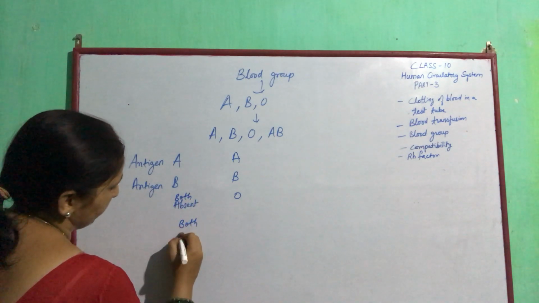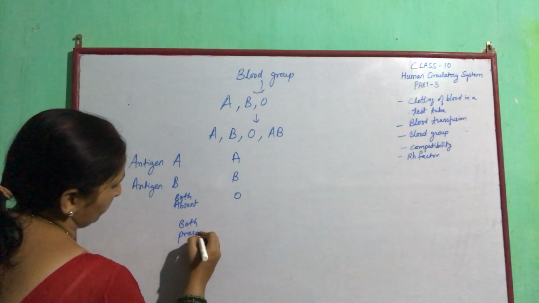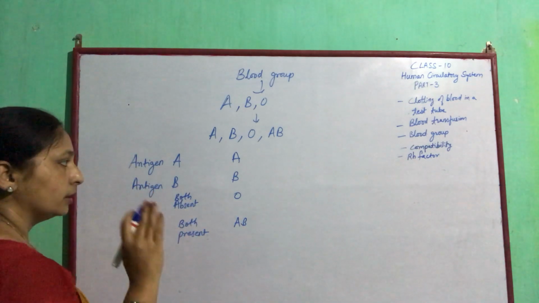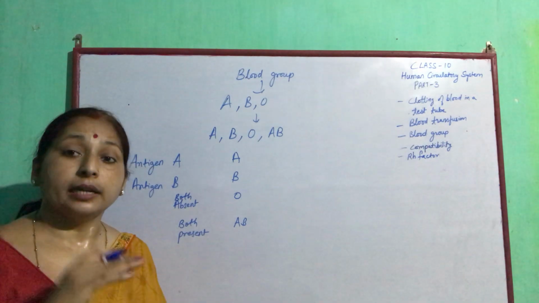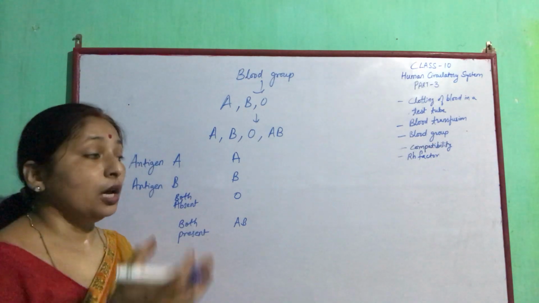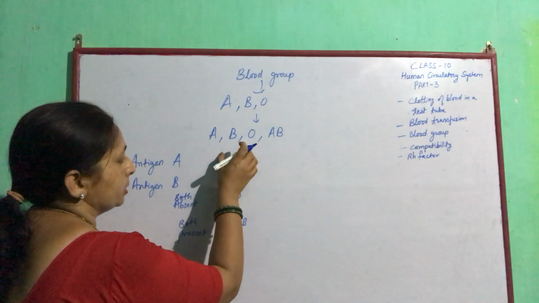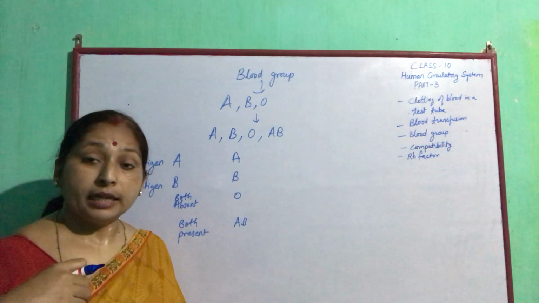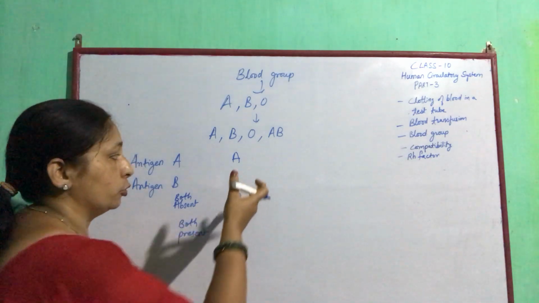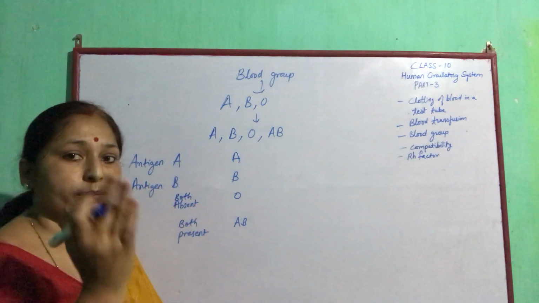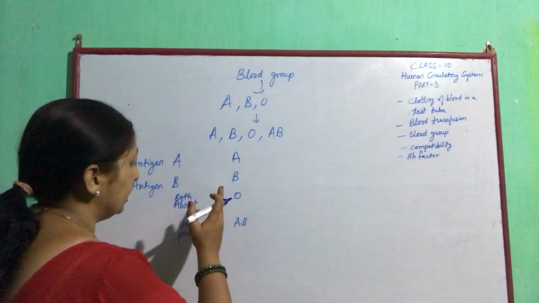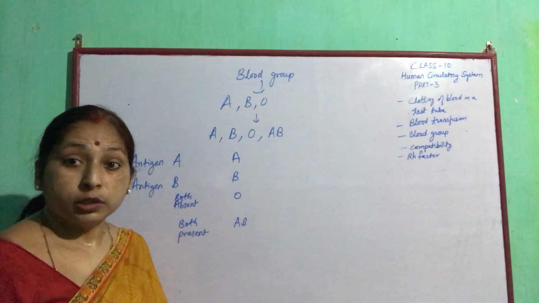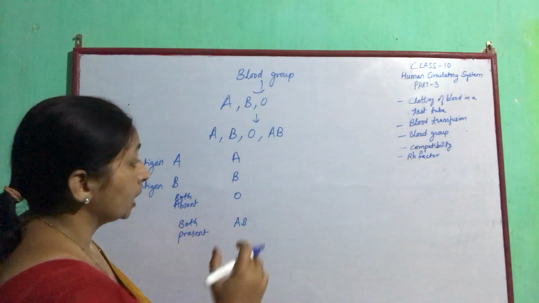Both present, then the blood group is AB. On the basis of presence and absence of blood antigen on the blood corpuscles, these 4 blood groups are formed. If the antigen is A, then blood group is A. Antigen B, blood group is B. And both the antigens are absent, blood group is O. Both are present, blood group is AB.